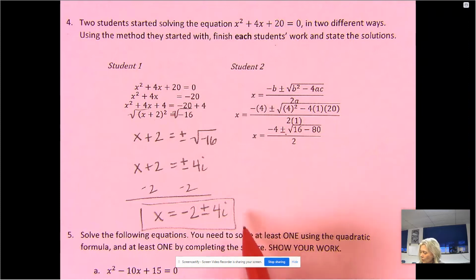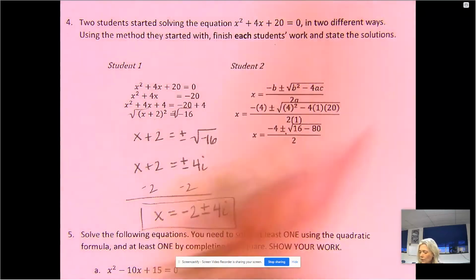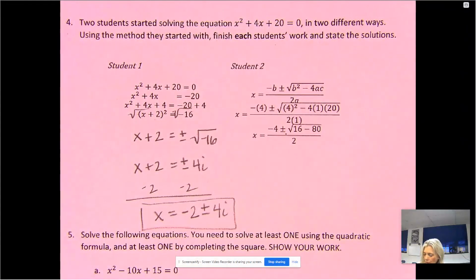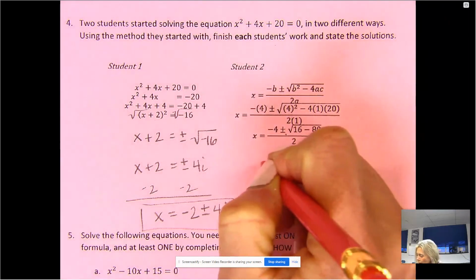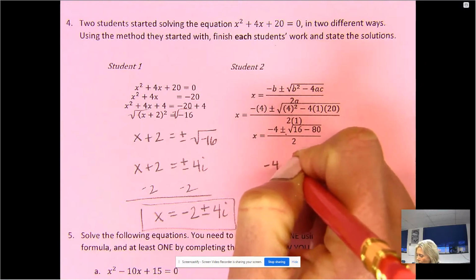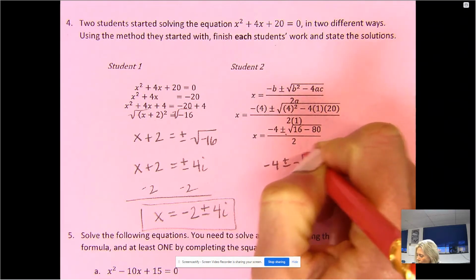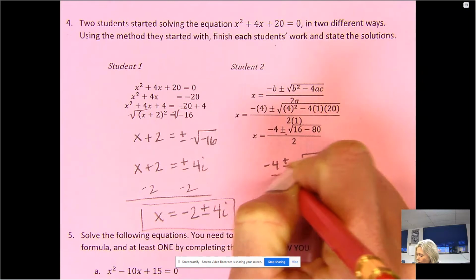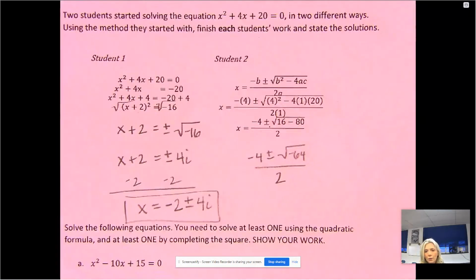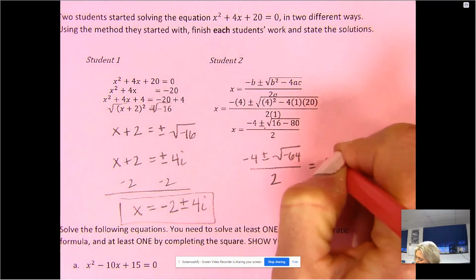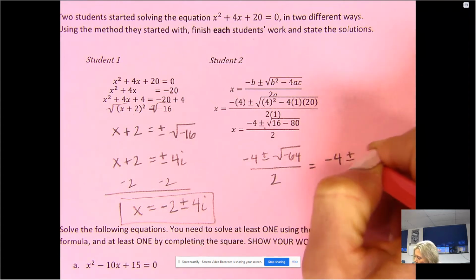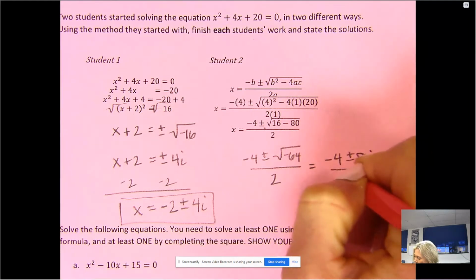Okay, and so student number 2 over here used the quadratic formula. So 16 minus 80 is what I do next, which is negative 64. So I get negative 4 plus or minus the square root of negative 64 over 2. And then the square root of negative 64 is 8i, since the square root of 64 is 8. So this is negative 4 plus or minus 8i divided by 2.